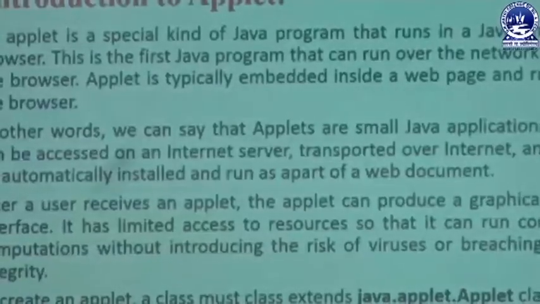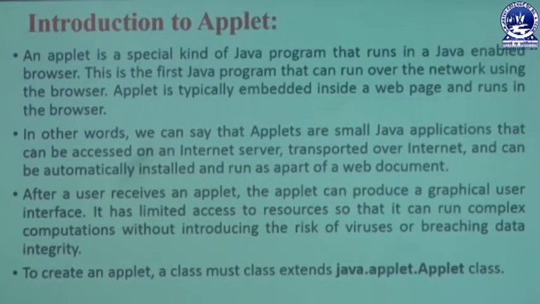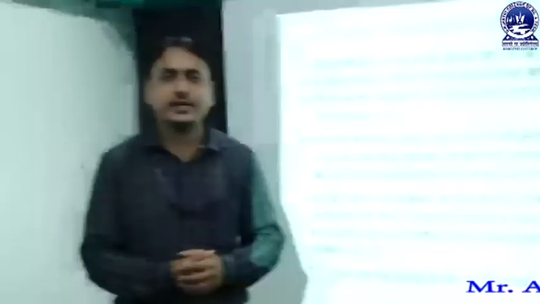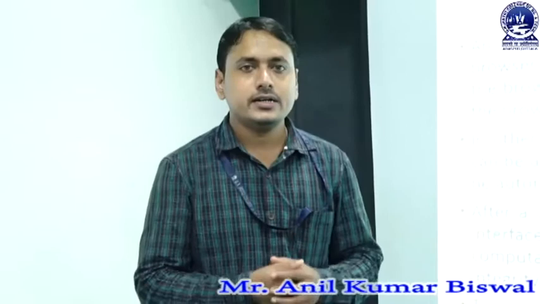Next we can learn, after a user receives an applet, the applet can produce a graphical user interface. It has limited access to resources so that it can run complex computations without introducing the risks of viruses, that means risking the data integrity. That means through this applet coding we can create a more graphical user interface environment. Through that graphical based user environment, it can help to create a specific animated or interactive web page. Through that web page we can easily motivate any type of client to use it and to access it in a very effective way.